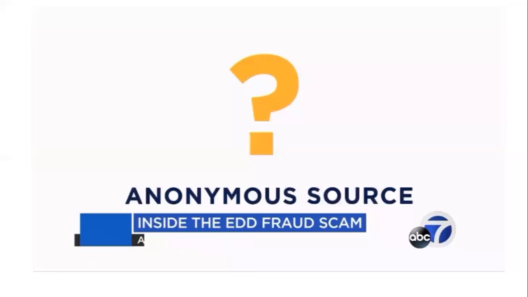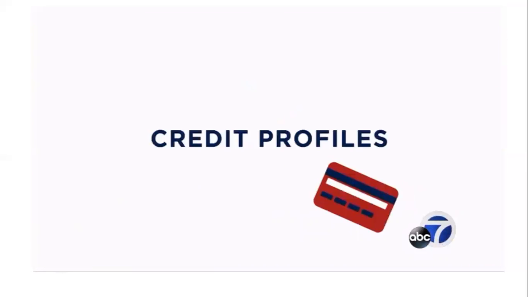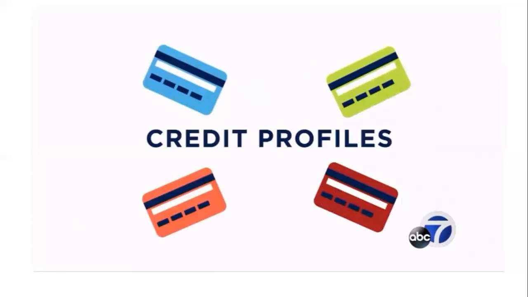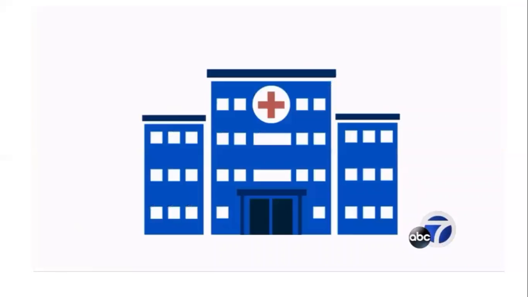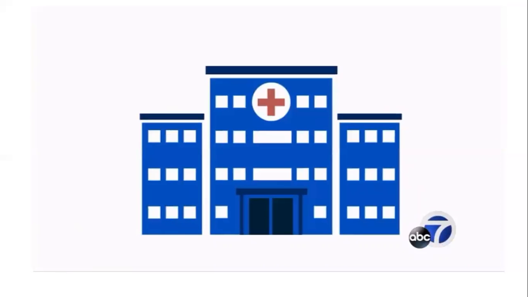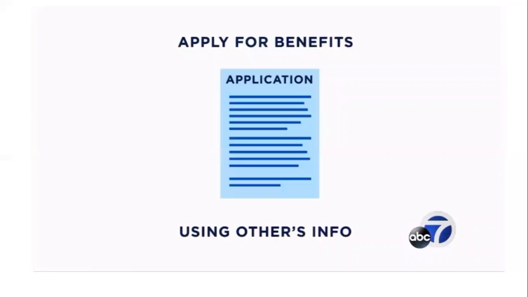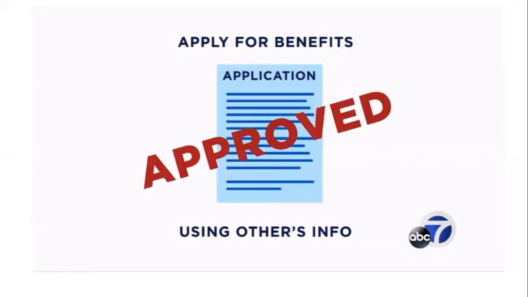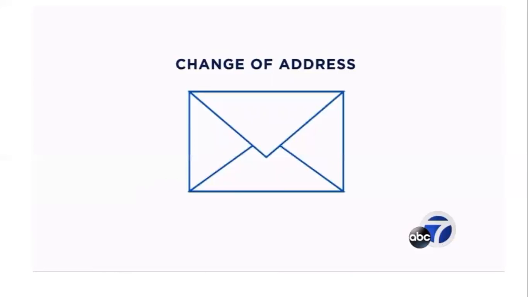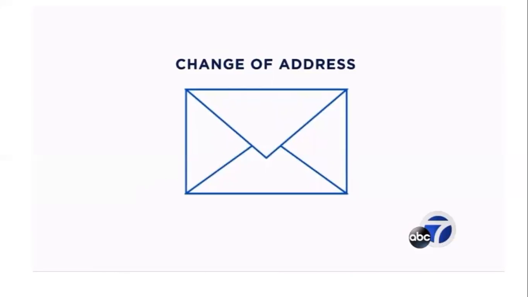One of our anonymous sources tells us the scammer also obtained credit profiles on the black market. Sometimes it's from a clerk in a hospital or another workplace where personal identifying information is required. Applicants will apply for benefits using someone else's name and information. Once approved, our sources say, the applicant will put in a change of address, making it harder for their fraud to be traced.